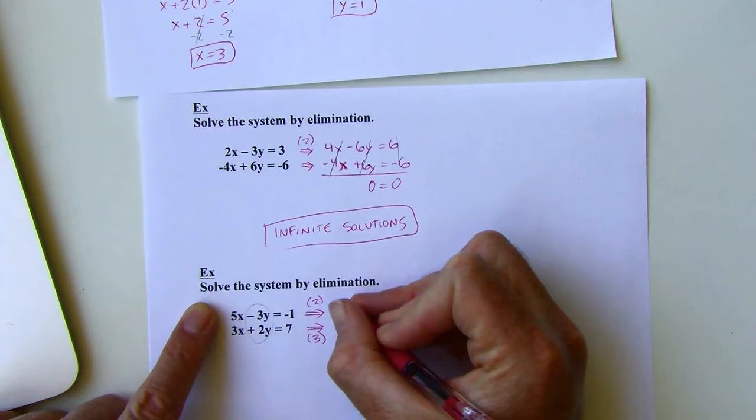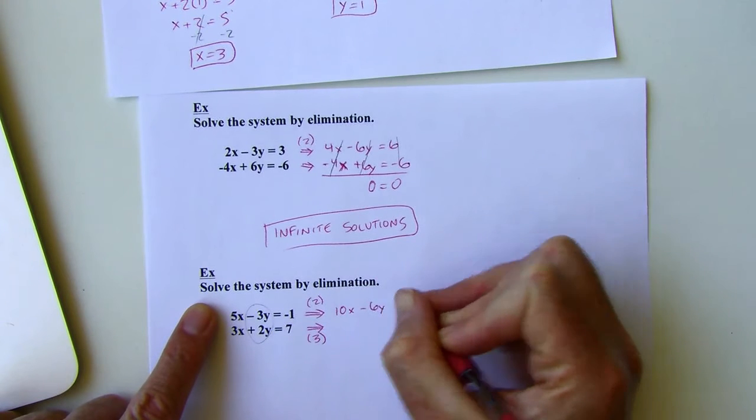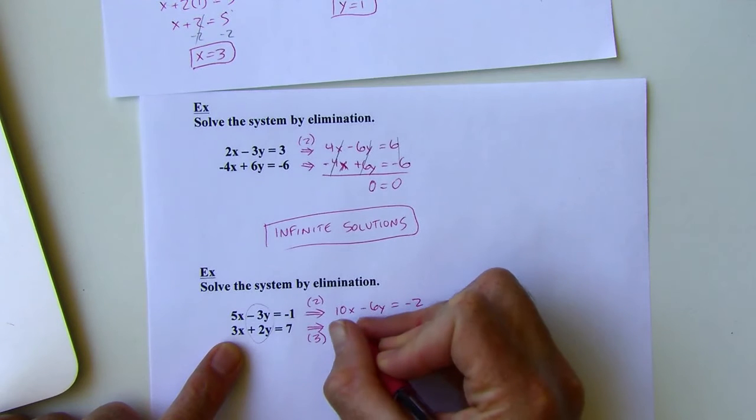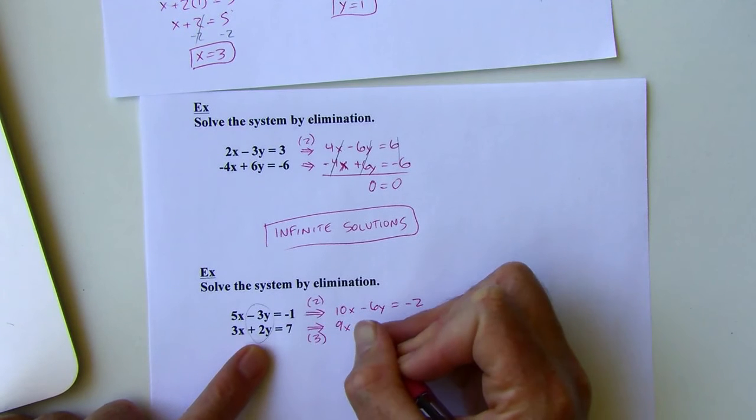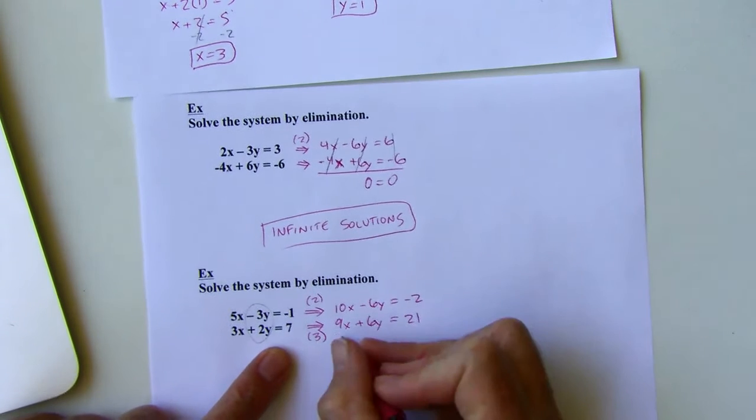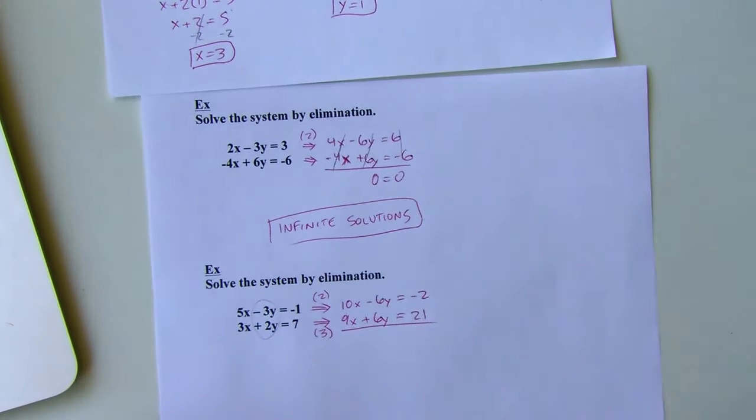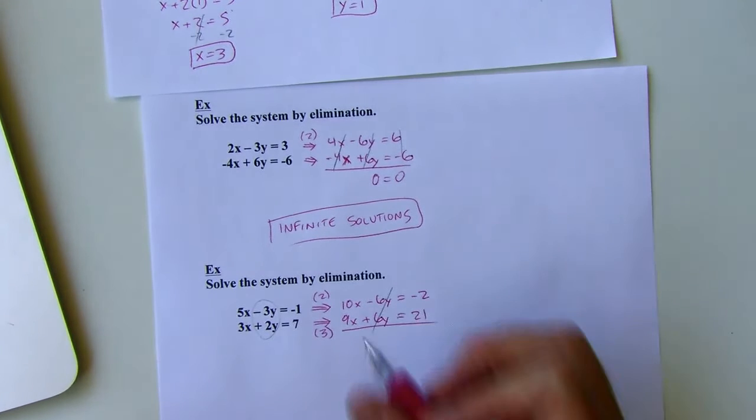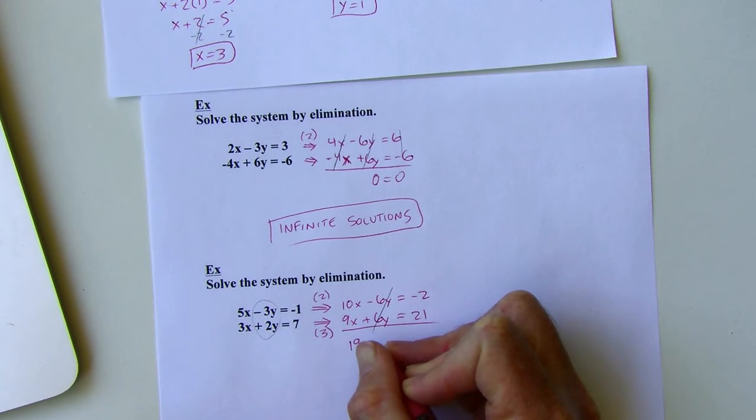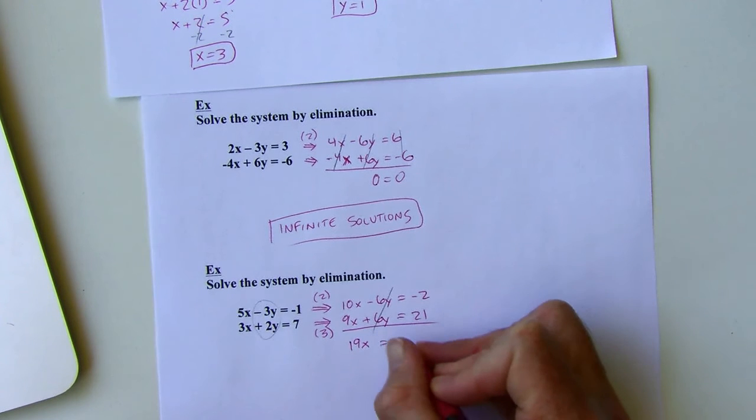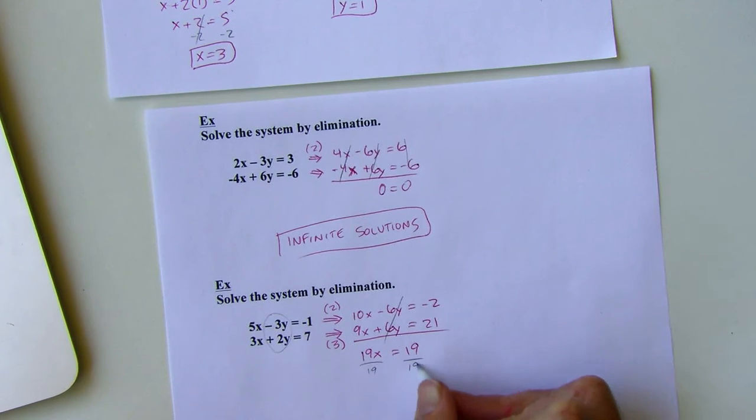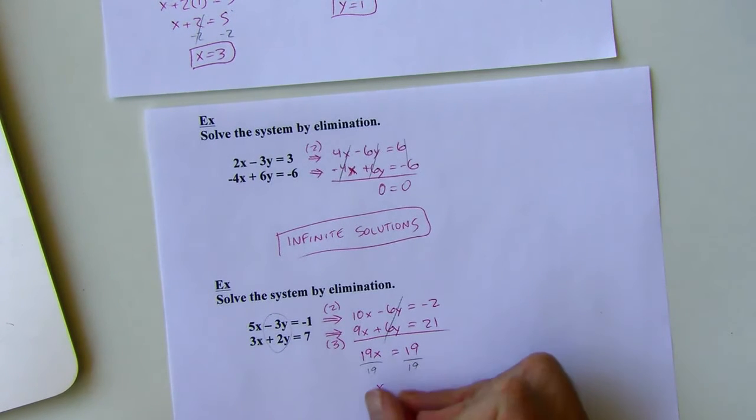So on top, I've got 10x minus 6y equals -2. On bottom, I've got 9x, because I'm multiplying by 3, plus 6y equals 21, okay? So now when I add these together, those will eliminate. Let's see what I got left. 19x equals 19. That worked out nicely, because that means x will equal 1.